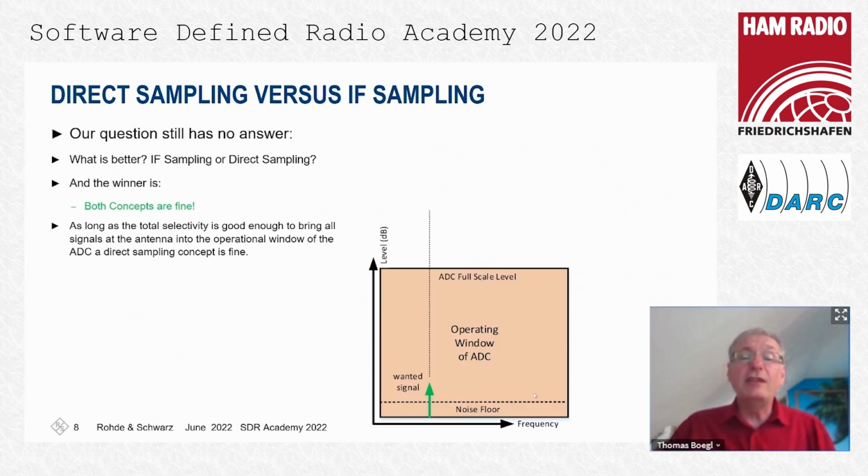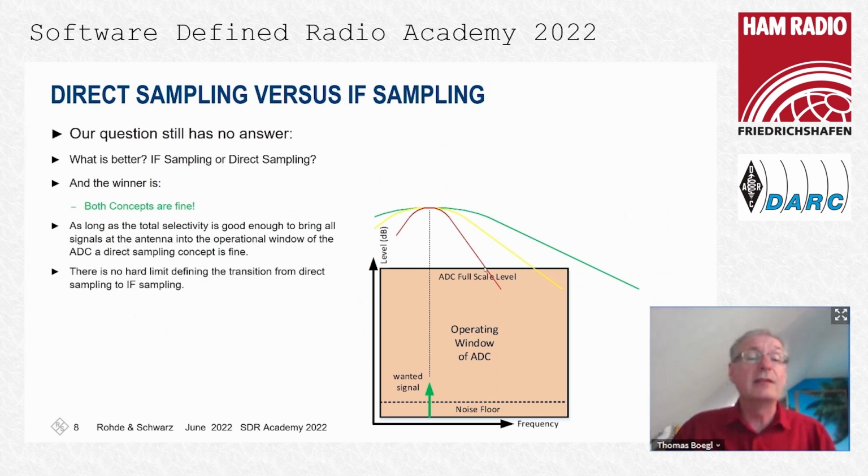So let's look at the operating window again and now place different preselectors, represented by these three different curves. The green one, let's say it's easy to be achieved. The yellow, probably a bit harder, but okay. And from the red one on, we have to think about changing the concept from a direct sampling to an IF sampling concept. But there's no hard limit in between. Because you can imagine if you have now a better A to D converter, which can provide 10 dB, 20 dB more dynamic range, in that case, the preselector can remain the same and we can come closer. So there is no hard limit.